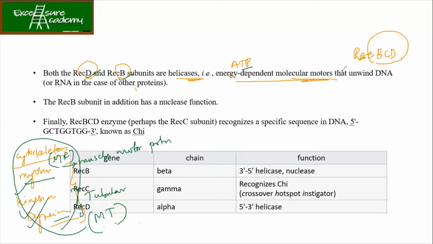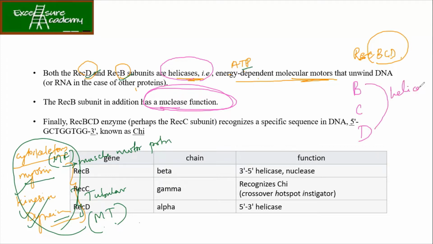So what is the function? They act like a helicase which unwinds the DNA. The RecB subunit in addition has nuclease function. Please remember this. Among B, C and D, B and D have helicase activity, and B also has nuclease activity. Questions come based on the RecB and RecD function.